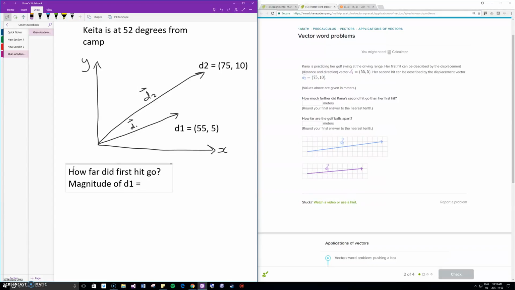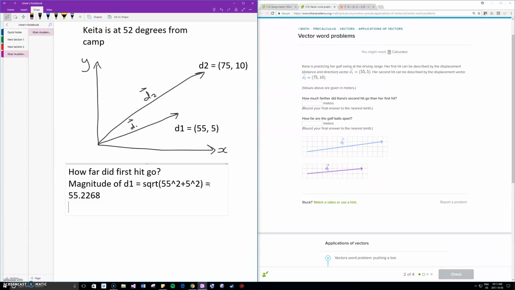So there we just use Pythagoras' theorem again. Square root of 55 squared plus 5 squared. Just make this a little bigger. Okay, so I'll round that down to, there we go. That's how far the first hit went. That's in meters.